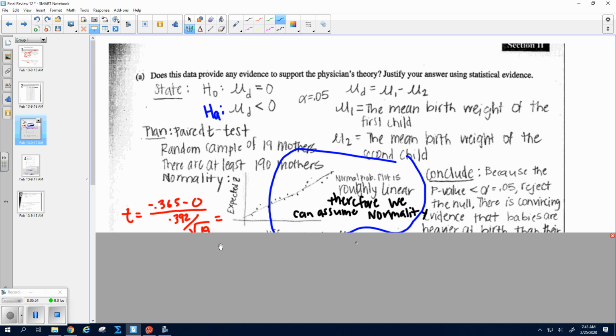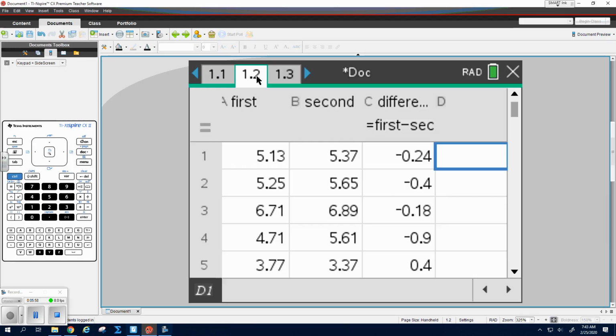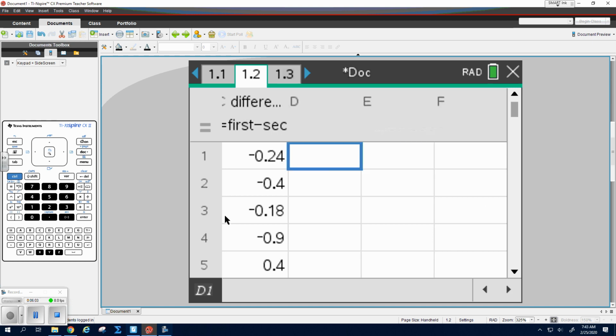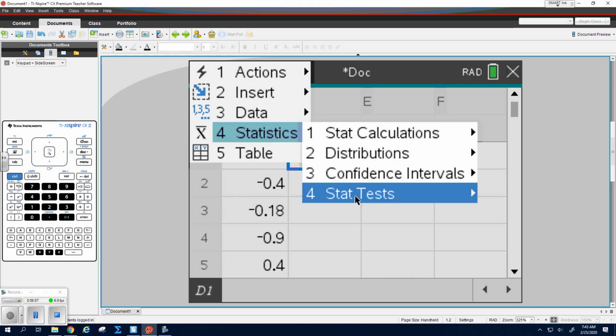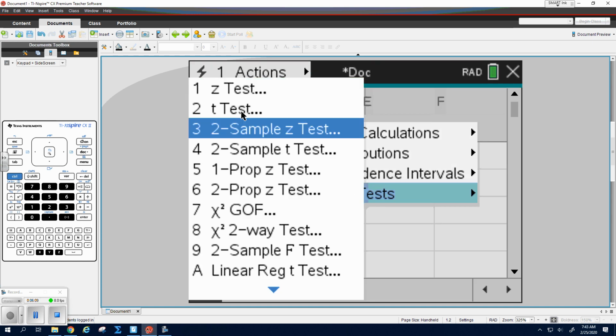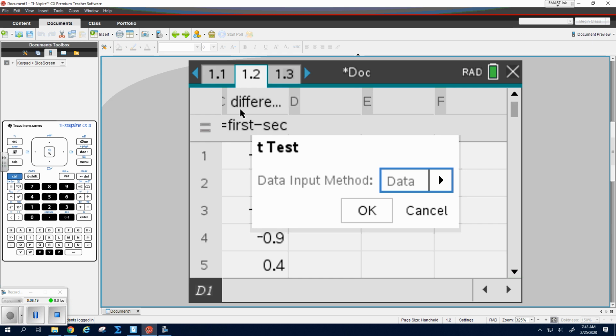All right, then we want to actually run the test. So let's go back to our data. We can do the test right here on our spreadsheet. So go to Menu, Statistics, go to Stat Tests. This is just a t-test, all right? It's one sample. There's no paired t-test on here, so it's still just a one sample t-test for means. We do have data this time since we have that list.